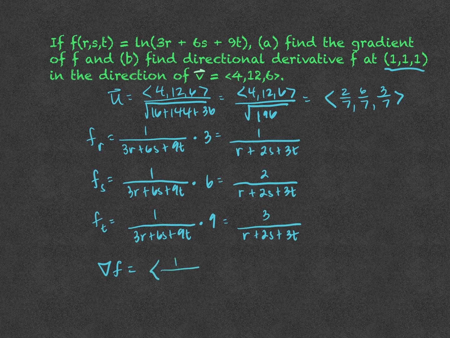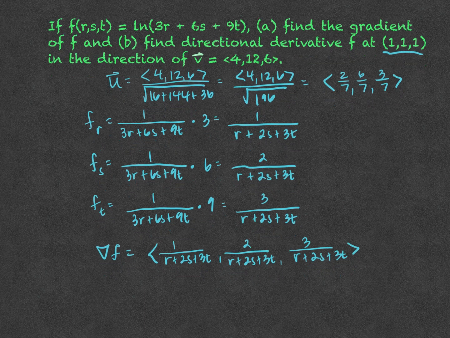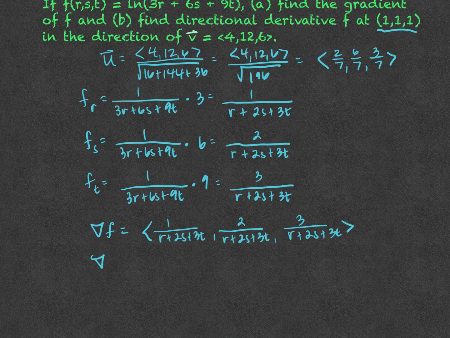Now, we're finding this at the point 1, 1, 1, so we're going to say our gradient of f is equal to 1 over r plus 2s plus 3t, 2 over r plus 2s plus 3t, 3 over r plus 2s plus 3t. It's kind of pretty. And we're going to plug in the point 1, 1, 1. So our gradient of f at 1, 1, 1 is equal to, well, r plus 2s plus 3t is 1 plus 2 plus 3, which is 6. So we have 1 over 6. We have 2 over 6, which is 1/3. And we have 3 over 6, which is 1/2.